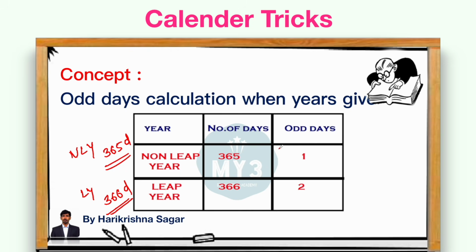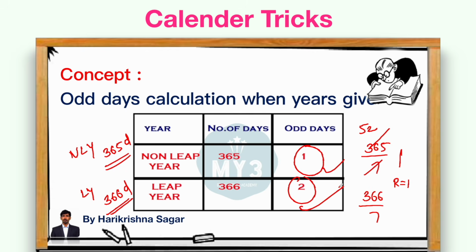If it is 365 days, what is the number of odd days? 365 divided by 7. 7 5s are 35. We are left with 15. 7 2s are 14. Remainder is 1. That means the number of odd days in a non-leap year will be 1. And the number of odd days in a leap year will be 2. So remember this. Non-leap year will be 1. Leap year will be 2. So this is the odd days calculation for the years.